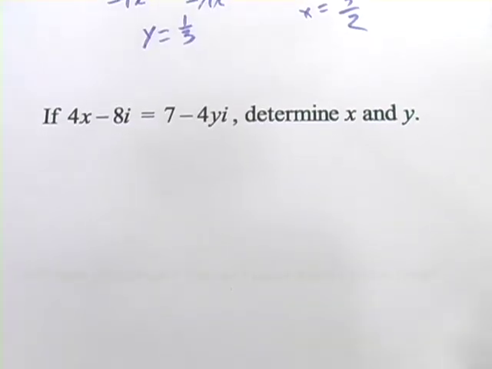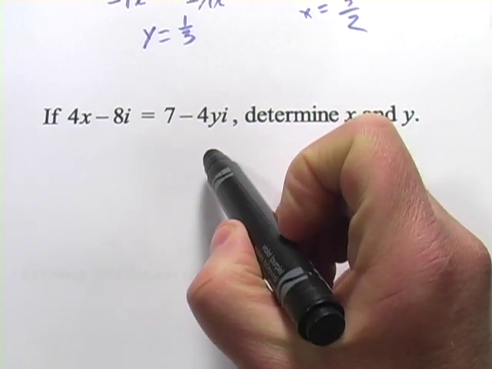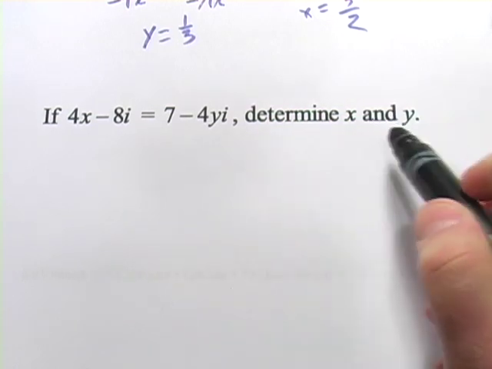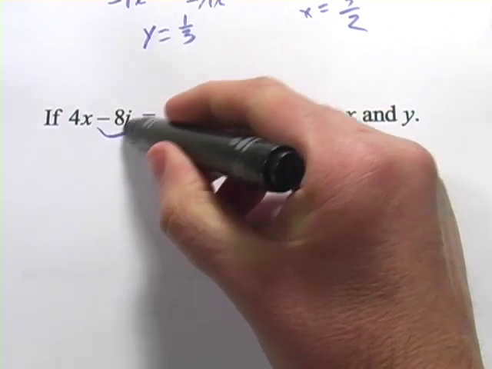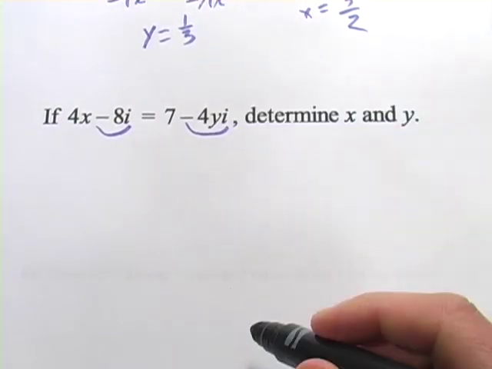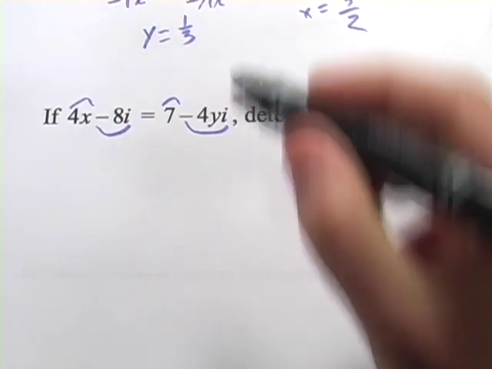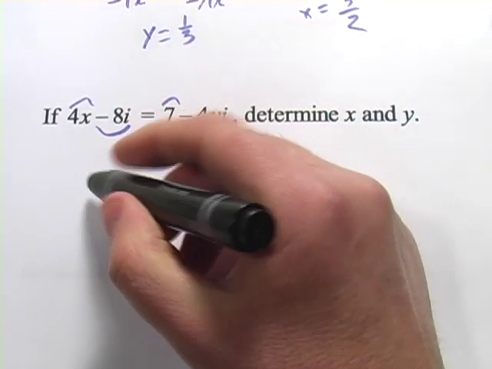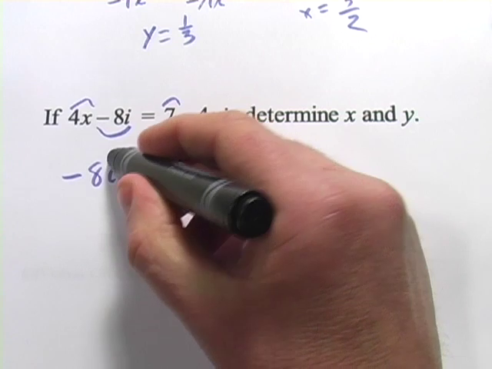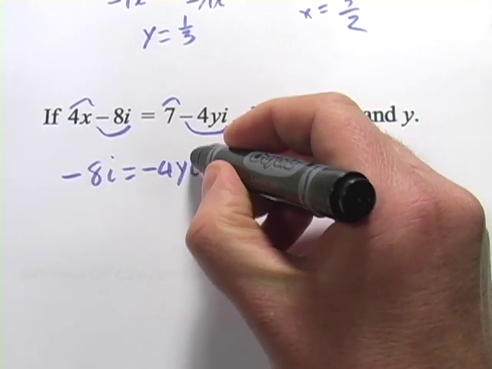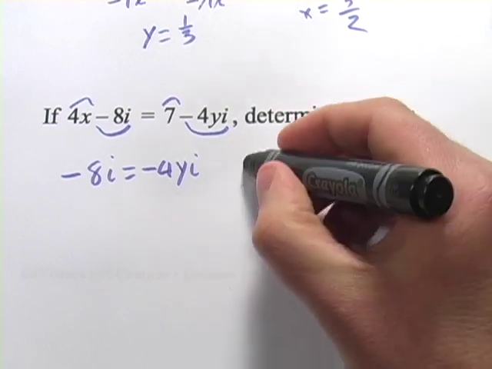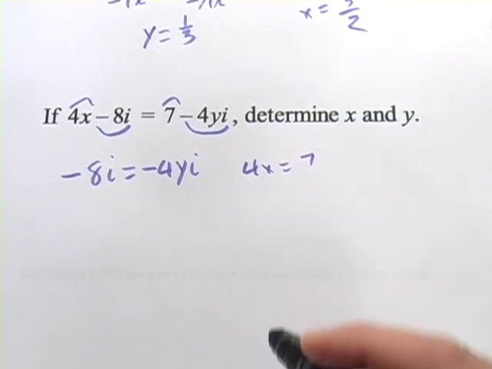Let's try one more like that. This one says, if 4x minus 8i equals 7 minus 4yi, determine x and y. So once again, we're going to find the imaginary parts and set them equal to each other, and the real parts and set them equal to each other. So here we have negative 8i equals negative 4yi, and we have 4x equals 7.